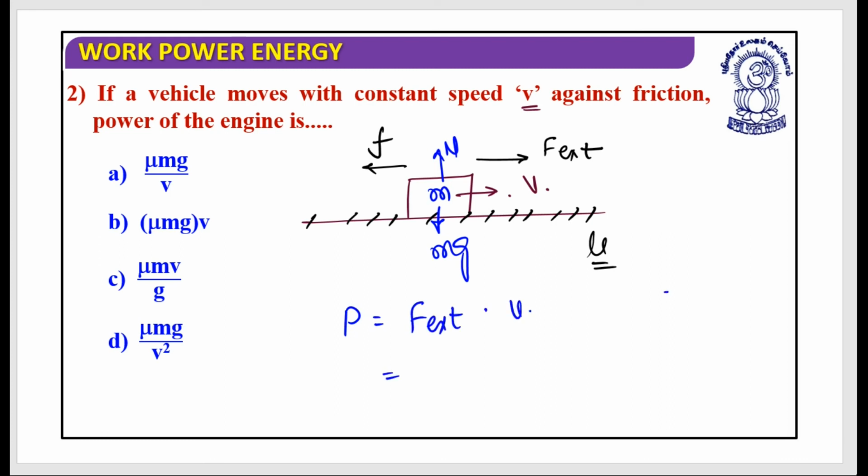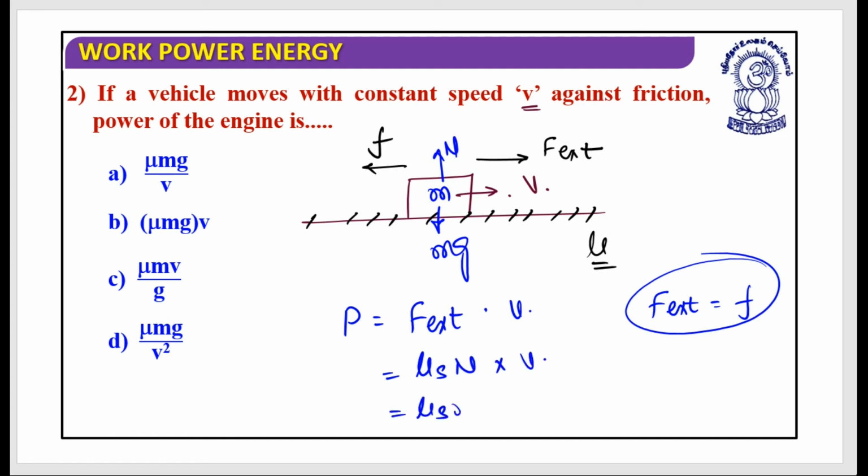So the F external should be equal to the friction, or I should say equal to the maximum static friction, and F could be written as mu s into N into V. So this is equal to mu s into mg into V, or I should say it's mu mg into V. This is the power required. I hope this is clear. Is it clear? Are there any doubts over here? No?